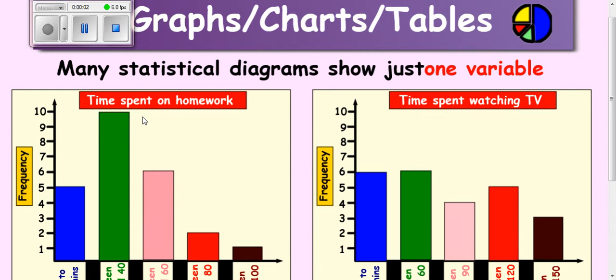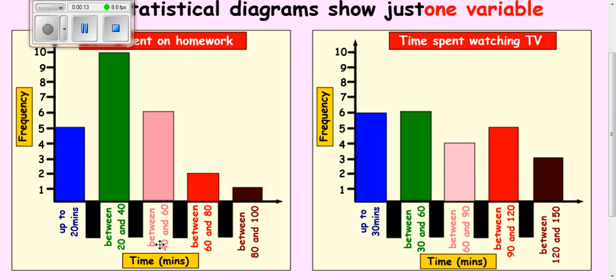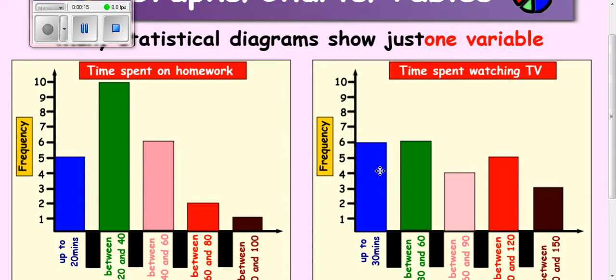In this lesson, we're going to look at something called scattergraphs or scatter diagrams. Now, many statistical diagrams show just one variable or one piece of information. For example, this bar graph here shows you the time people spent on homework. And this bar graph shows the time people spent watching television.